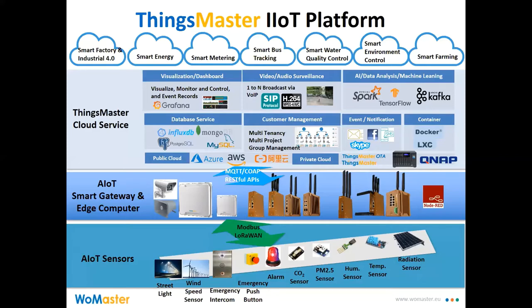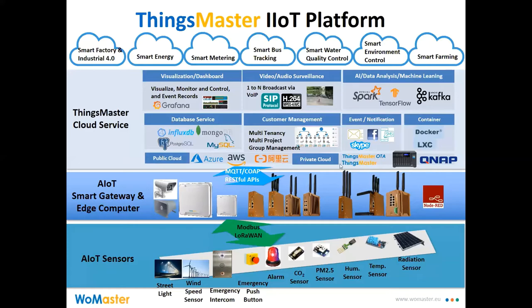Some customers can use the public cloud. For the public cloud, we provide Azure, AWS, and Ali Cloud. For customers who prefer a private cloud solution, we integrate with the QNAP NAS to provide it. Later we'll demo how OTA works over the QNAP NAS private cloud solution.